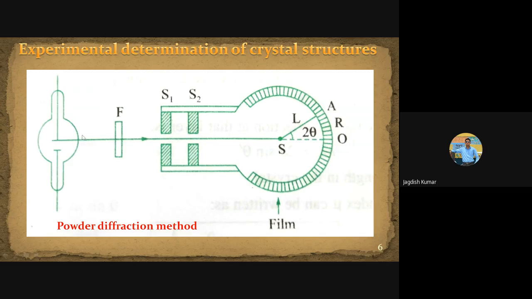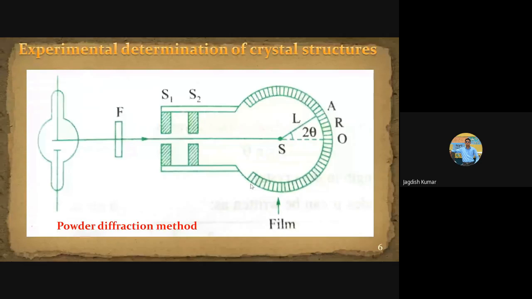Here again we have an X-ray tube, and the X-rays are incident onto the sample. Here is your sample mounted. You have a collimator and some monochromator. Now you can see here this is 2 theta. This is the photographic film, arranged in a cylindrical pattern. So you have the sample, and around it you have a photographic film.